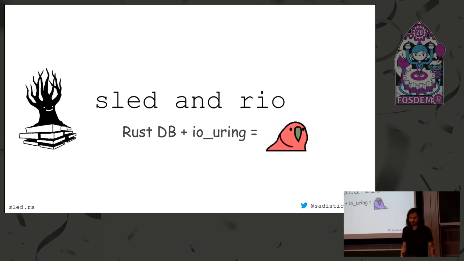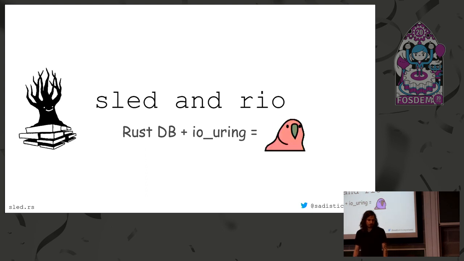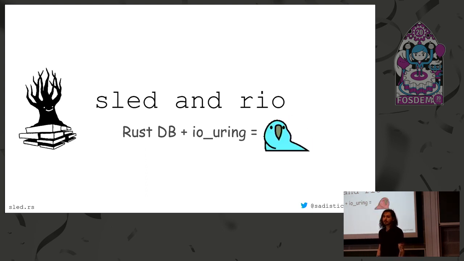Hey folks, so this is going to be a talk about two projects that I've been working on. One's a pretty new one that I started a couple months ago, and that's going to be around io_uring, which is a new kernel interface that, if you're working on Linux, is basically going to completely replace all of your thread pool based IO as well as epoll.